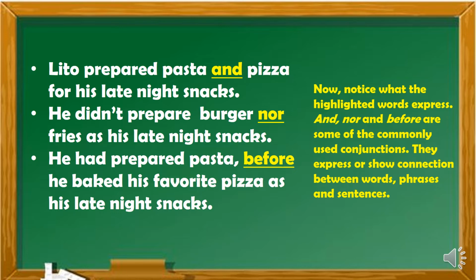Now, notice what the highlighted words express. And, nor, and before are some of the commonly used conjunctions. They express or show connections between words, phrases, and sentences.